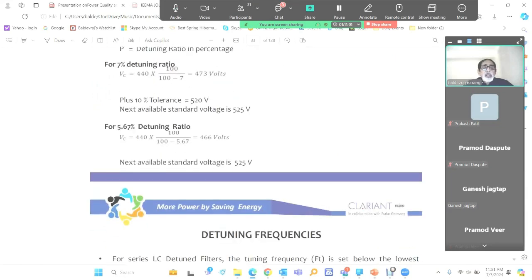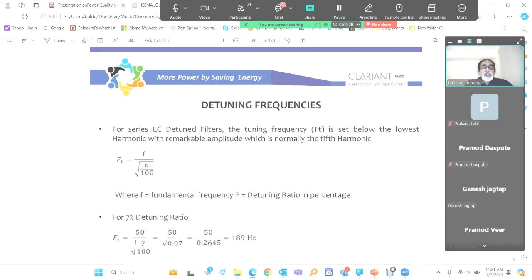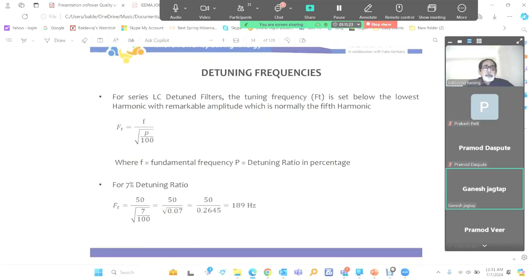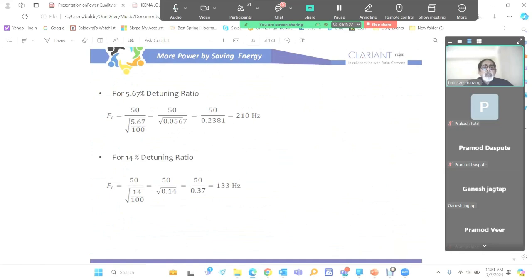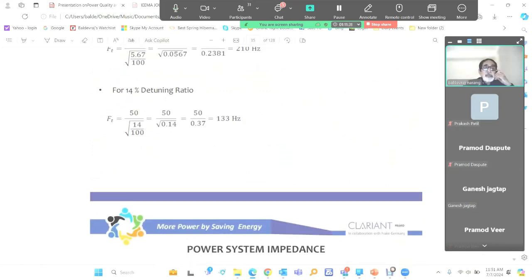And then if we have close to 6%, 5.67%, 210 Hertz or something tuning, then the voltage is 466 volt itself. Here it was 473 volt. So in any case, we are still using 525 volt only. So this is how we are calculating the tuning frequency for different percentage reactor values.